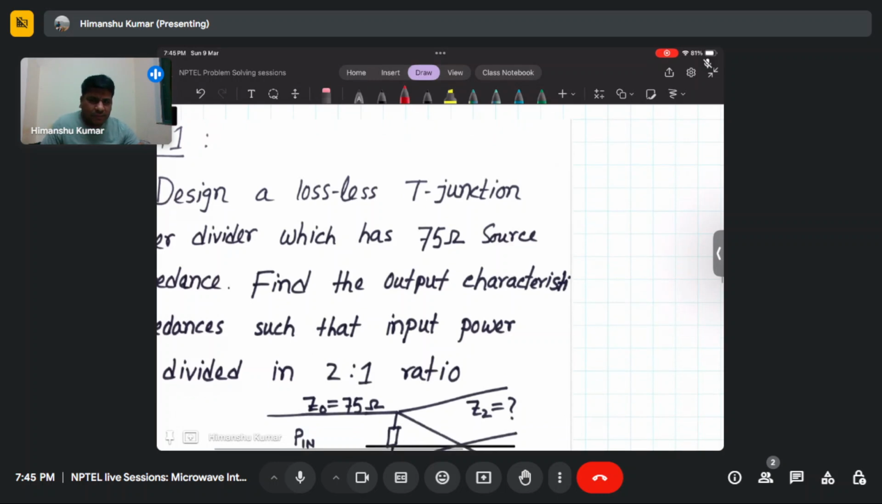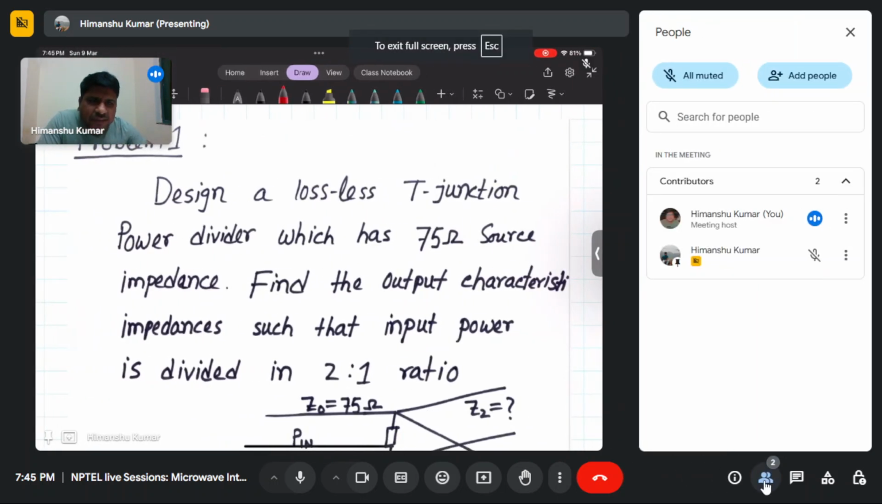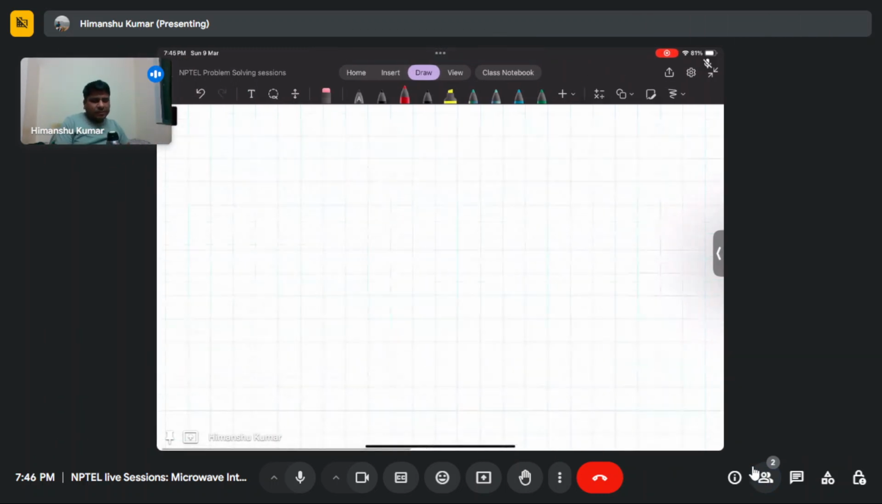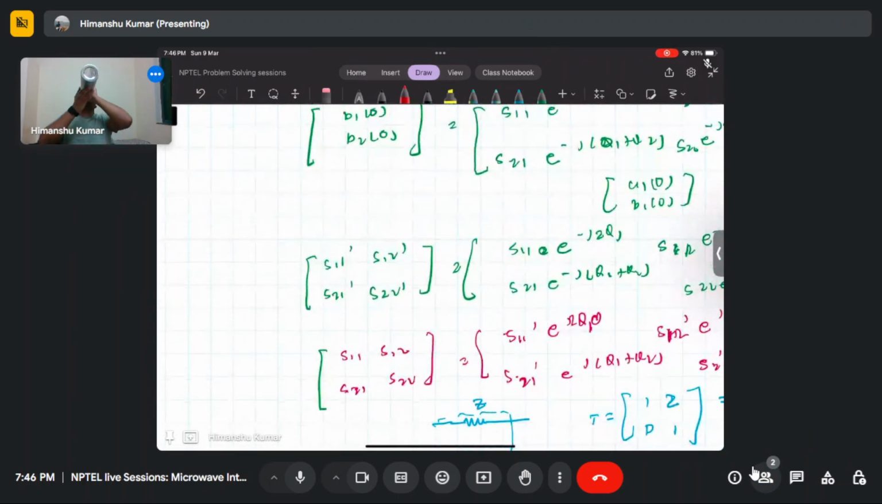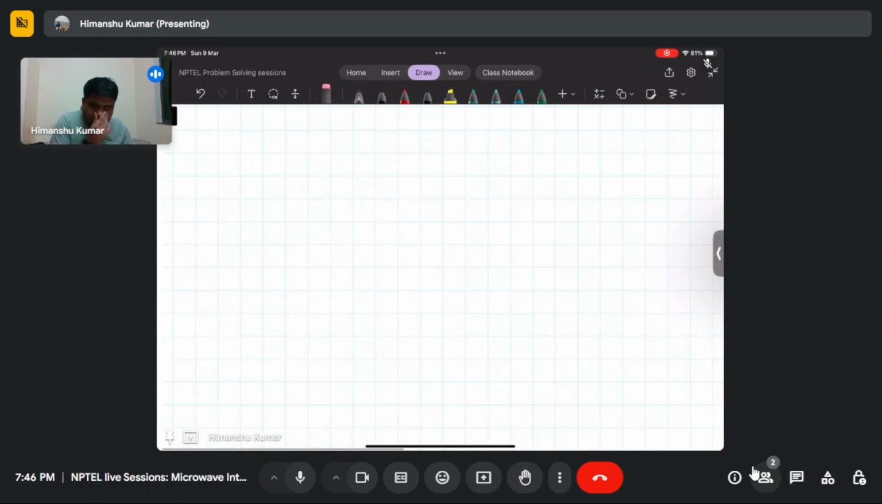If you have any doubt, you can ask. I will pause for some time and then we'll start the next problem. If you have any doubt in the previous problem, you can ask. Okay, so let's move to the next problem.